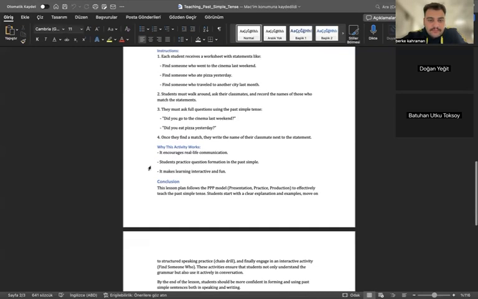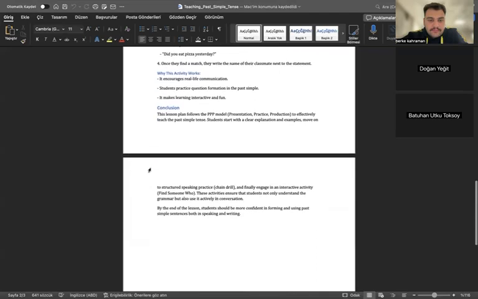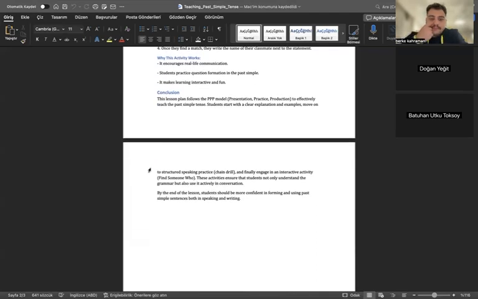As for why this activity works, it encourages real life communication. Students practice question formation in the past simple, and it makes learning interactive and fun. As the conclusion, we can say this lesson plan follows the PPP model, and we can simplify it if we open it up.